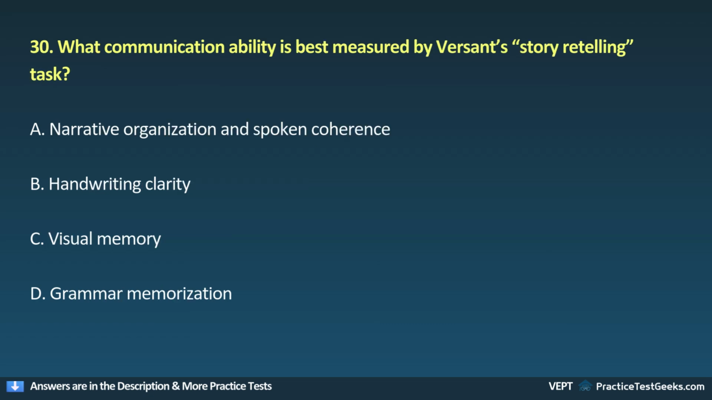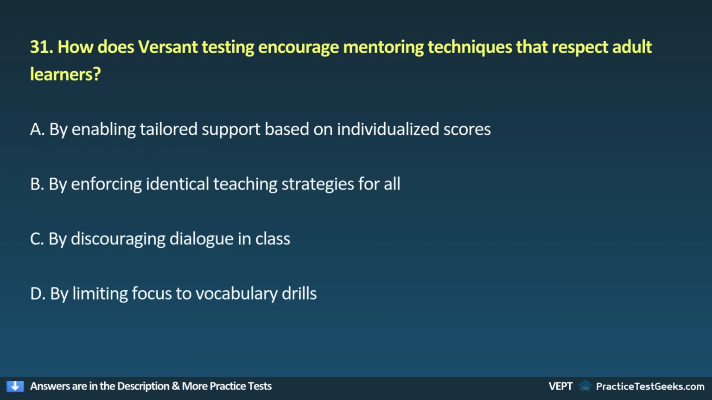30. What communication ability is best measured by Versant's story retelling task? A. Narrative organization and spoken coherence. B. Handwriting clarity. C. Visual memory. D. Grammar memorization.